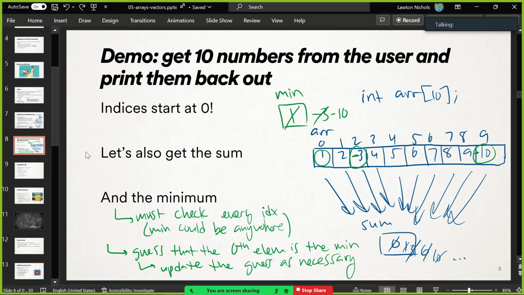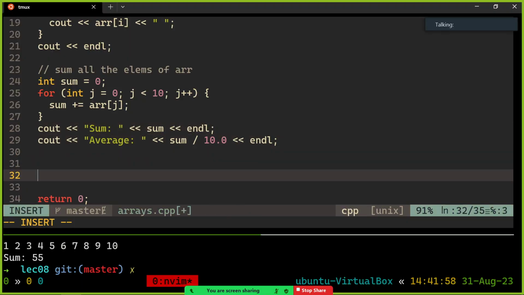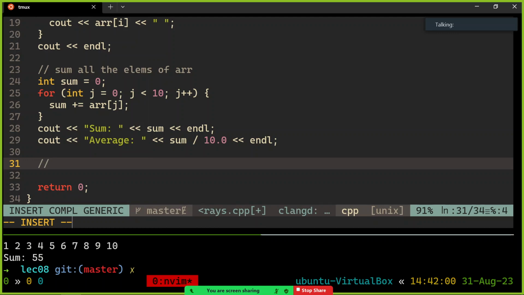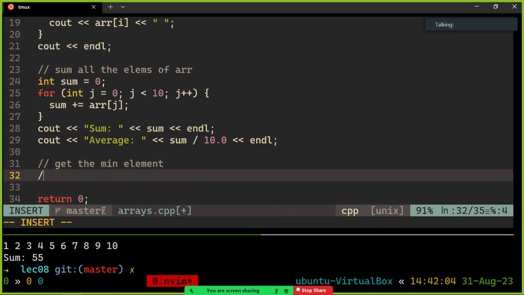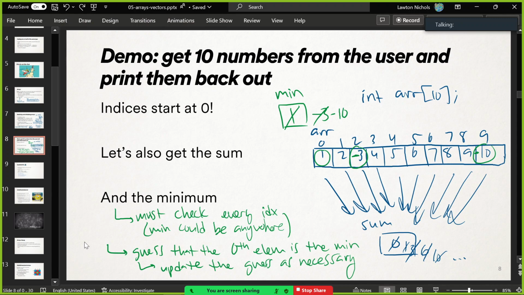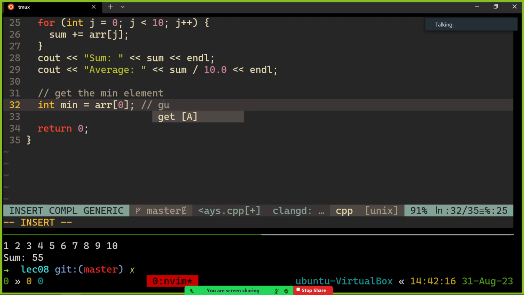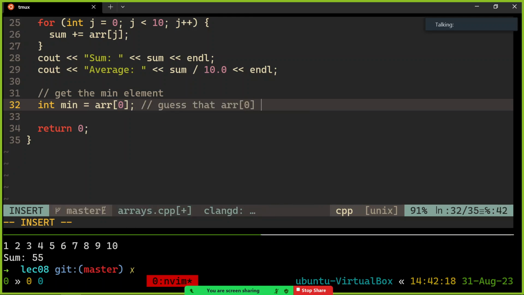All right. With that in mind, let's do it. So I need to get the min element. And this all works for max too, it's just the opposite. So I need to make space for the min, int min, and the strategy is guess that the first element is the minimum. Guess that index 0 is the min element. So guess that R of 0 is the real min. It may or may not be. We're going to try everybody.